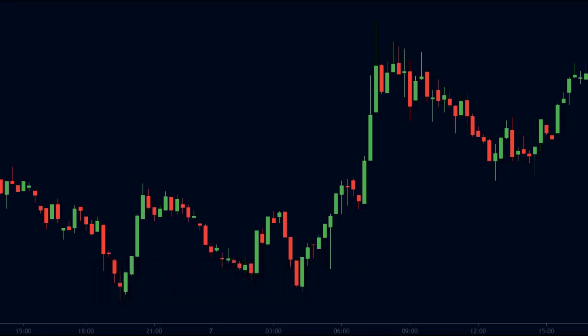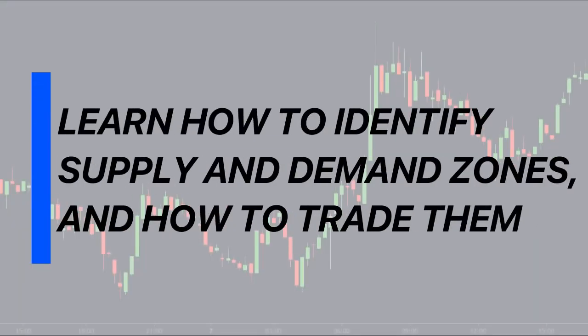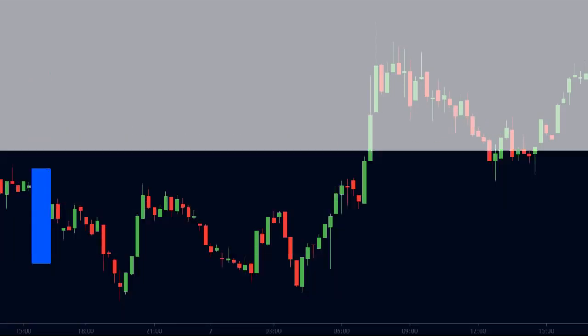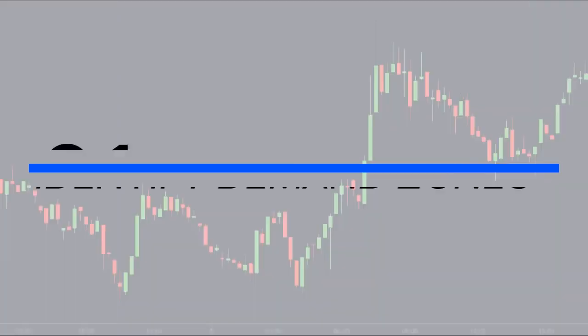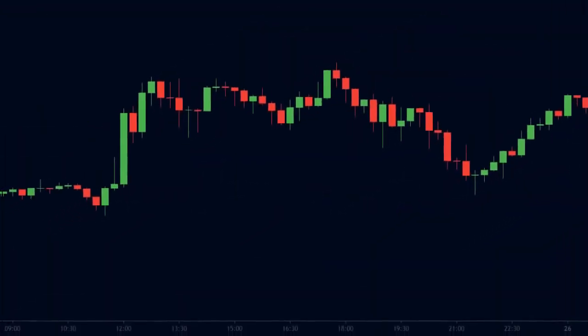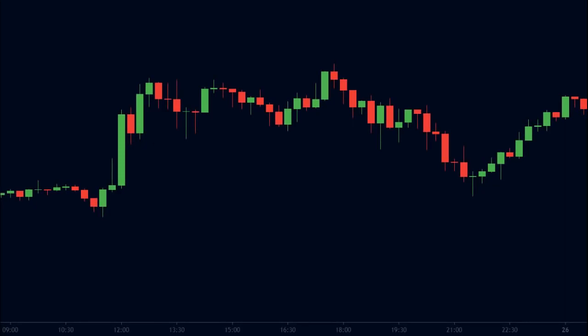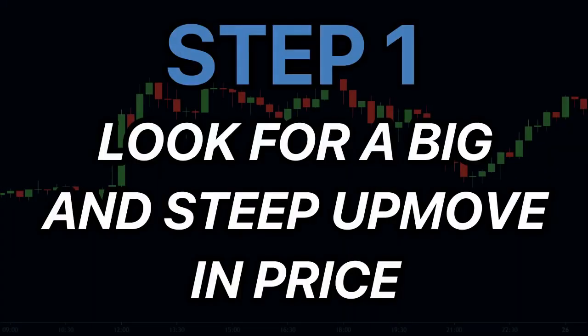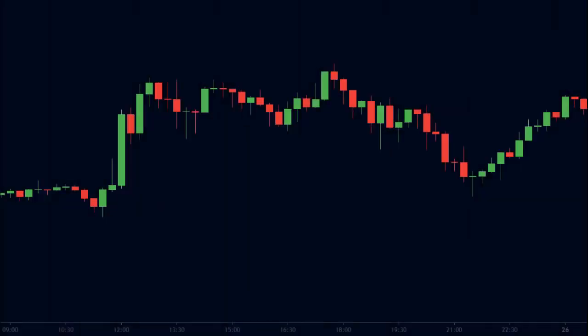Our goal for this video is to learn how to identify supply and demand zones, and how to trade them. So first, let us start by identifying the demand zones. To identify a demand zone, we need to follow two steps. Firstly, we will look for a big and steep up move in price. In other words, we are looking for upward moves with successive big green candles.